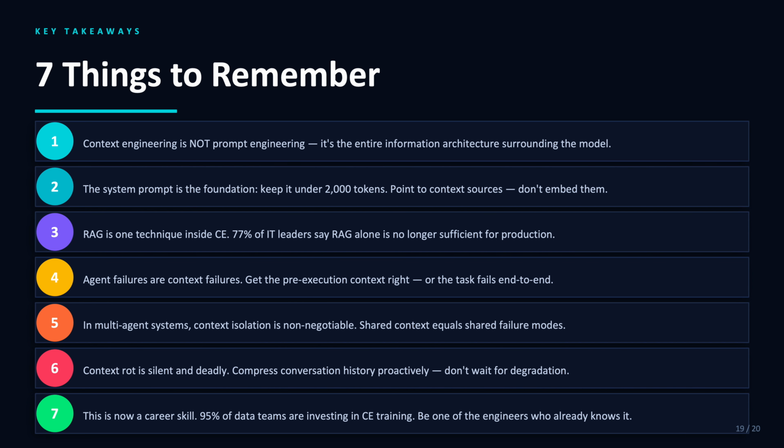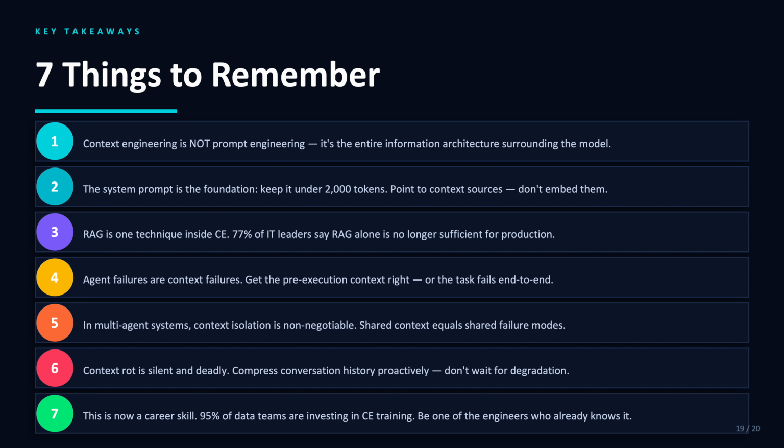7 things. These are the ones I want you to carry out of this video. 1. Context engineering is not prompt engineering. It's the entire information architecture surrounding the model. A completely different level of abstraction. 2. The system prompt is the foundation. Keep it under 2,000 tokens. Point to context sources. Don't embed them. 3. RAG is one technique inside CE. 77% of IT leaders say RAG alone is no longer sufficient. Treat it as one tool, not the solution.